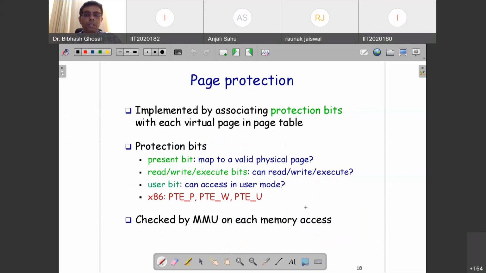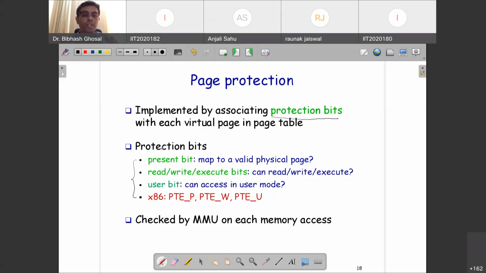We saw an example. Now, in addition to the frame number which is contained in a page, there is something more in a page which we call the protection bits. So what are these protection bits? What do they contain? They contain these 4 kinds of bits. Each bit has a meaning. By the way, these are also entries of each page table. Protection bits are contained in each entry of a page table.